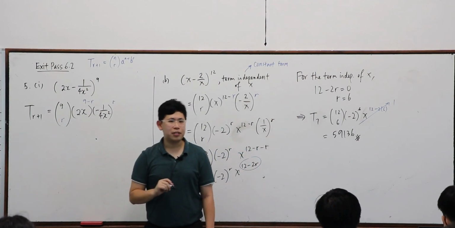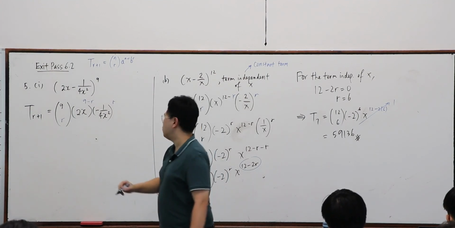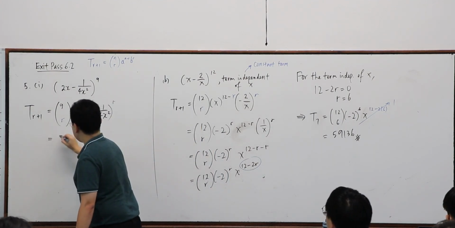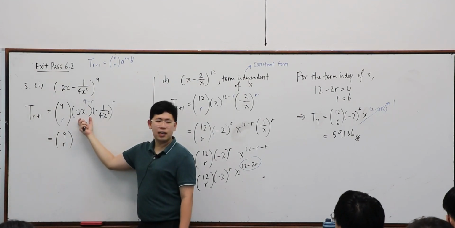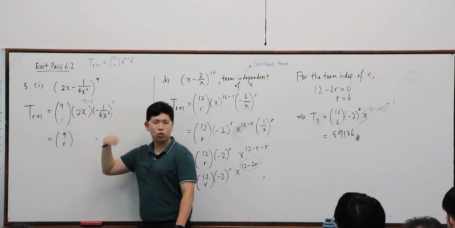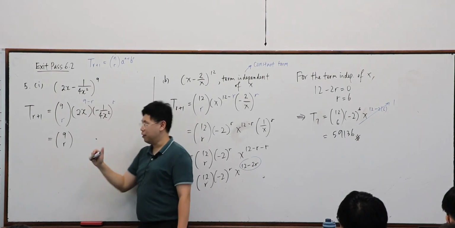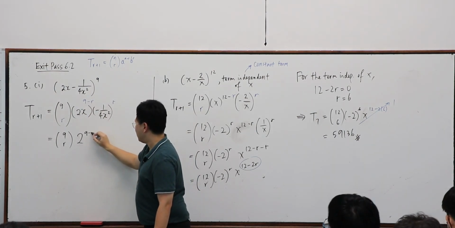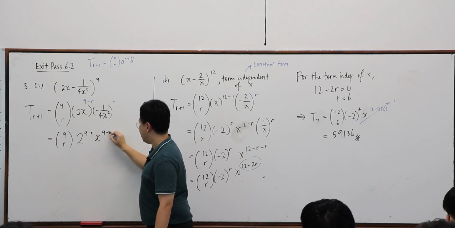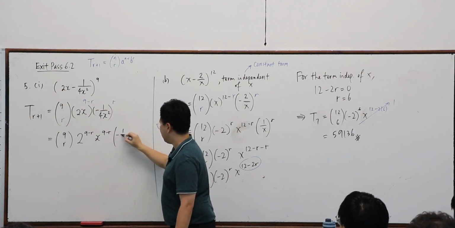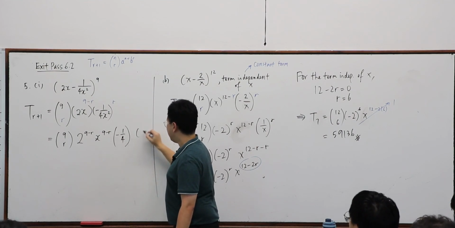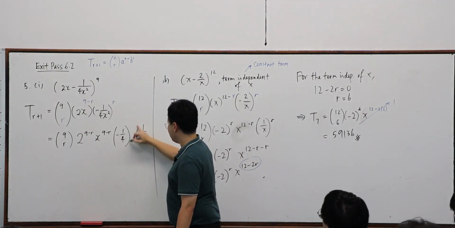Do you need to simplify? Most of the time, yes, you need to do a little bit of surgery. So we have 9 choose r. For this one, using the law of indices, 2 power, x power: 2 to the power of 9 minus r, x to the power of 9 minus r. Same thing over here. Let me get the negative 1 over 4 out, and let me get the 1 over x squared out.